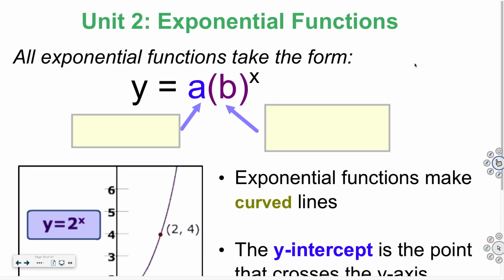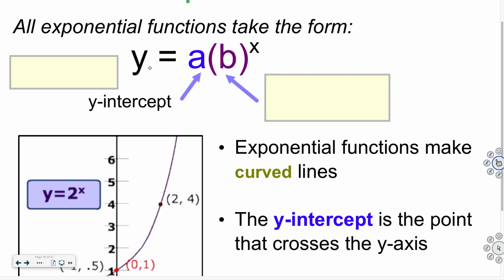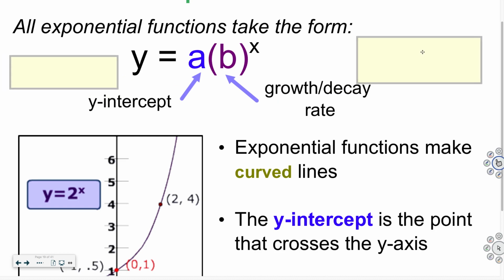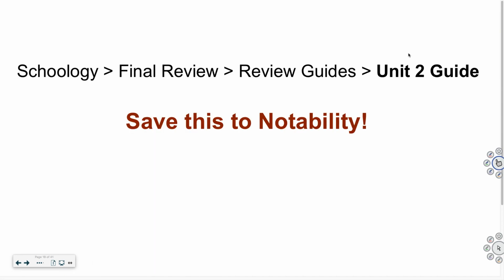So, final exam review number 2, the unit 2 exponential functions. All exponential functions take the form a times b to the x, where a is your y-intercept, your starting amount, and b is your growth or decay rate or growth factor.